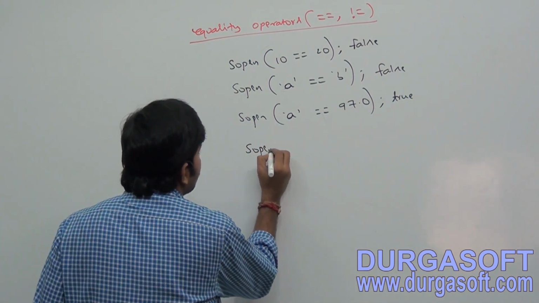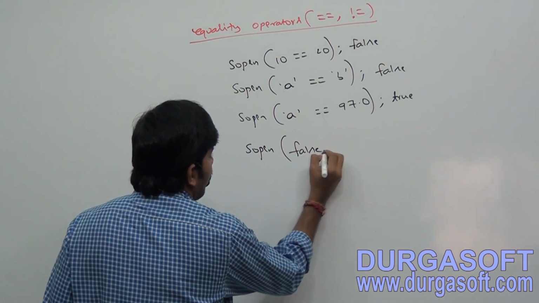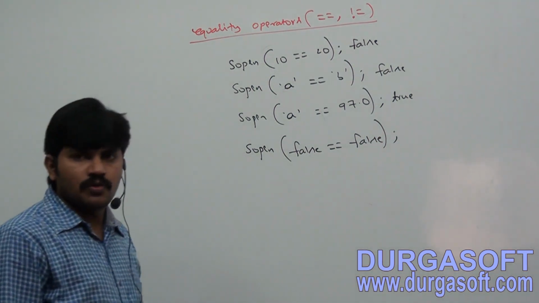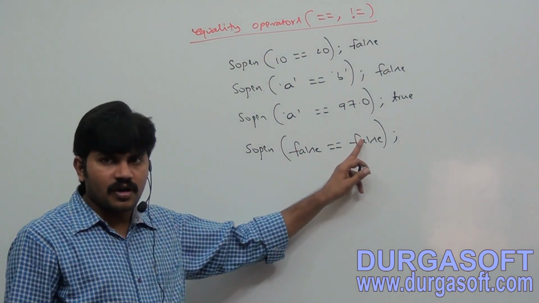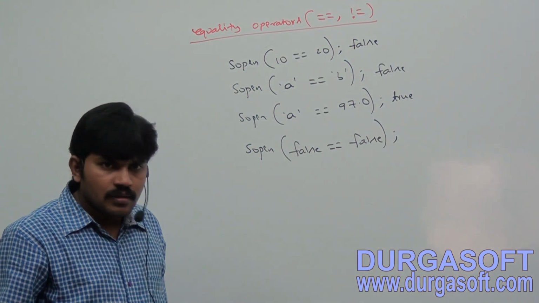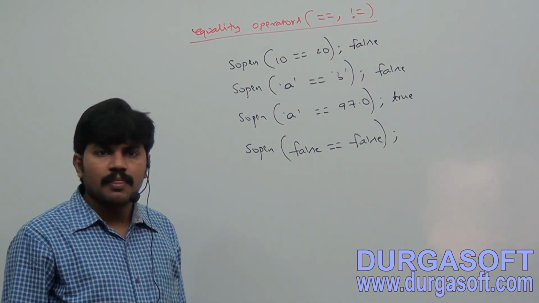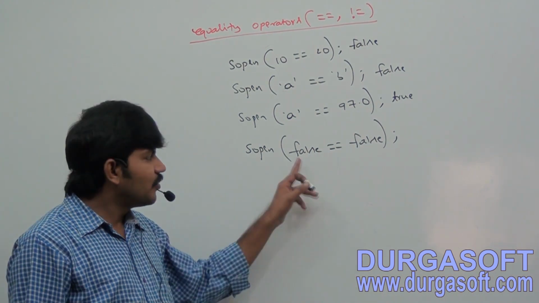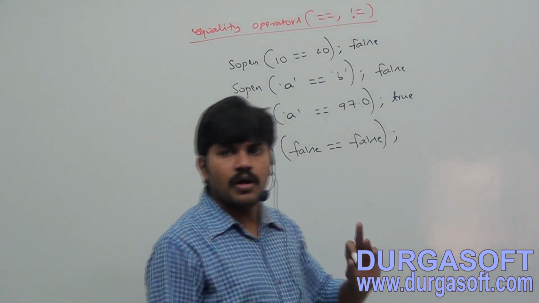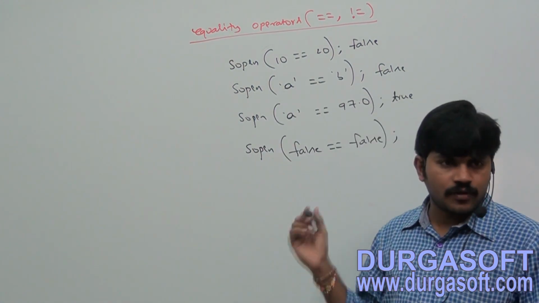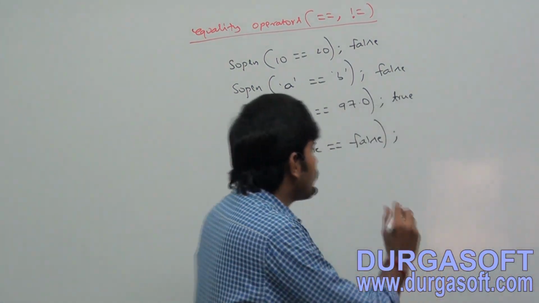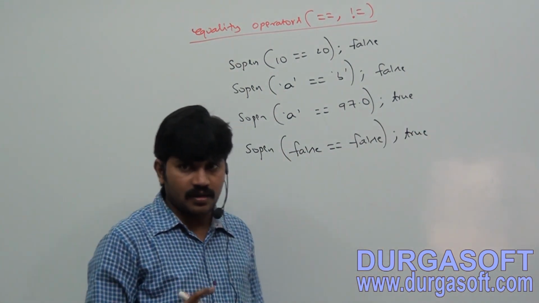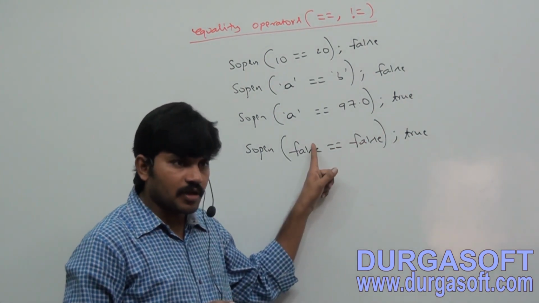Next, System.out.println of false double equal to false. Are false and false both equal or not? Yes, both are equal, so the answer we get is true. Boolean types we can compare, no problem at all.